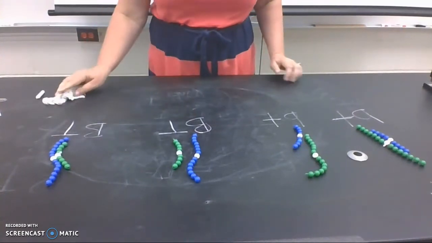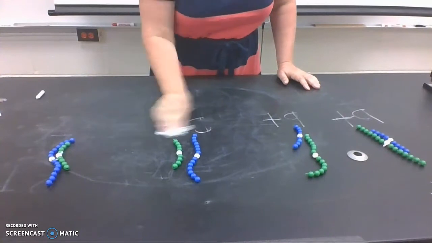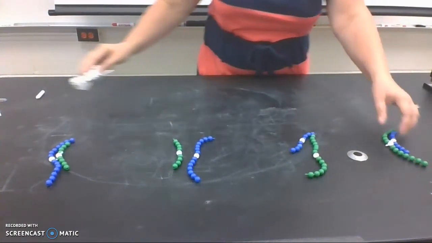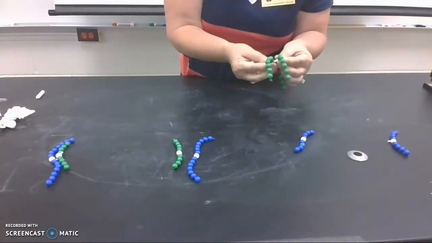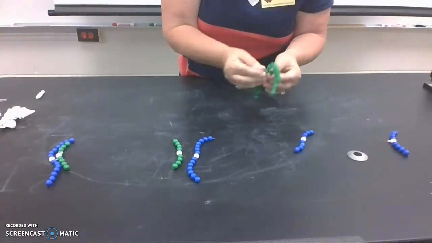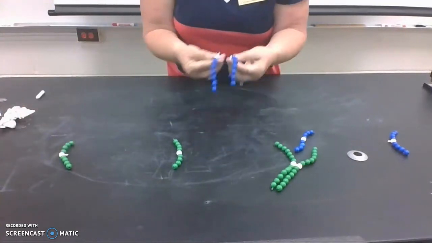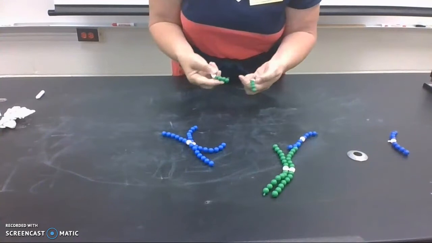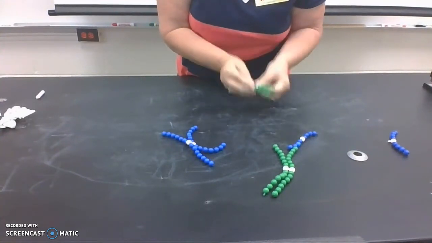So what if they lined up a different way at the beginning of meiosis in metaphase 1? What if they lined up like this?